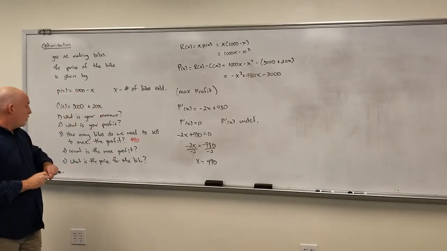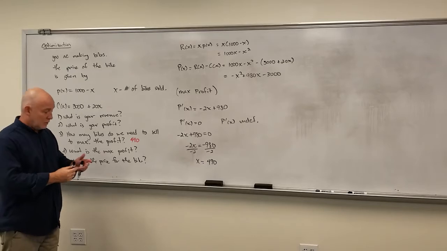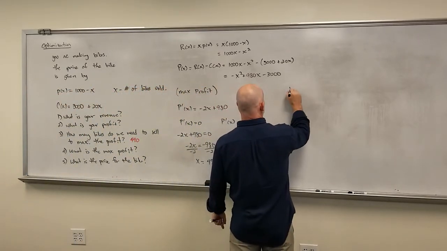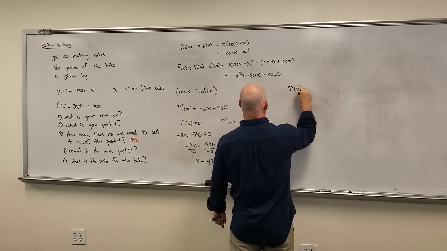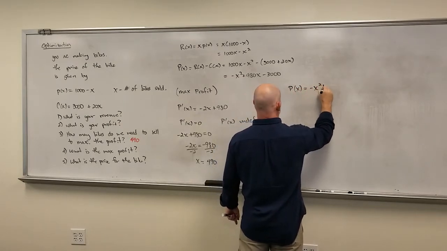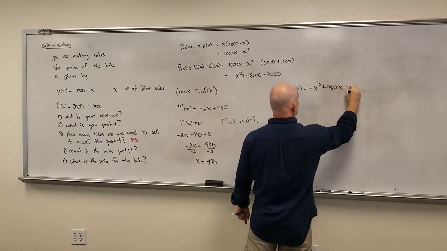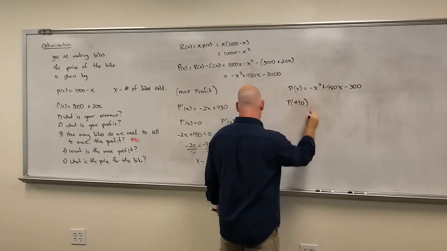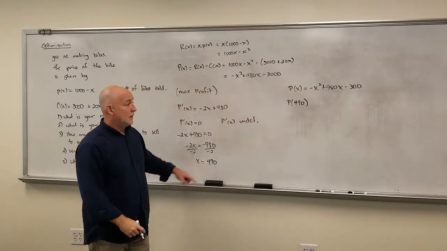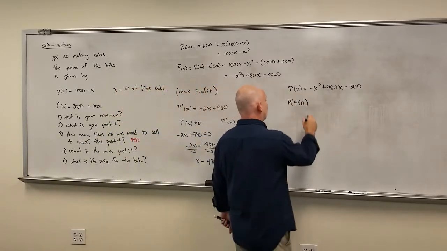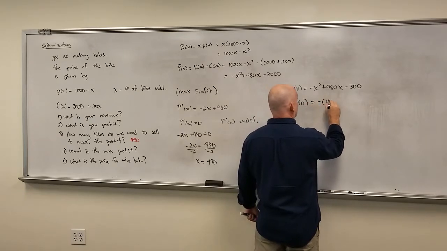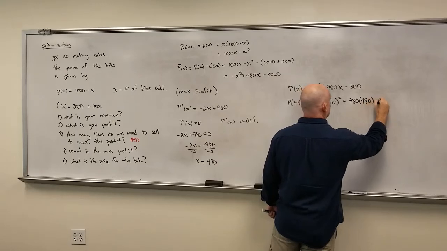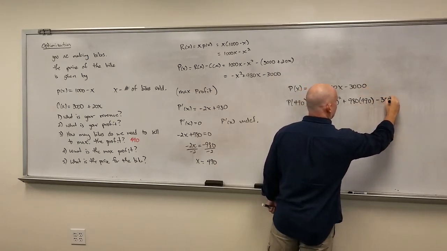Okay, the next question, what is the maximum profit? Well, that's easy enough. To find the maximum profit, we know our profit function is negative x squared plus 980x minus 3,000. And I want to know what that profit is if I sell, what did I say, 490? Yeah, 490 bikes. So we would plug that in here. So that's negative 490 squared, plus 980 times 490, minus 3,000.